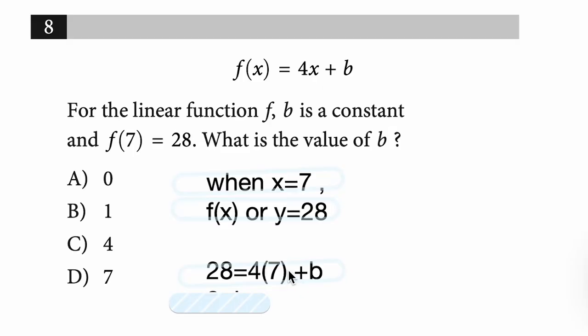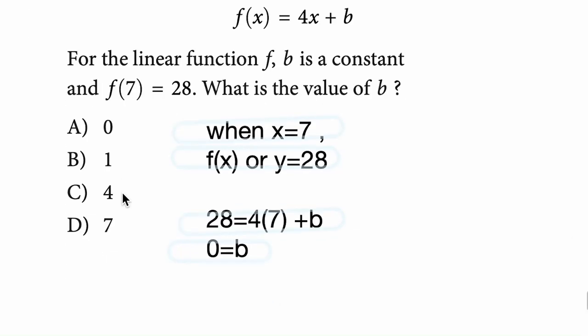Let's plug it. 28 in place of f(x) is equal to 4 times 7 plus b, and now b is equal to 0. 4 sevens are 28. Subtracting 28 on both sides, b is equal to 0. So A is the right option. Yay, I have done it.